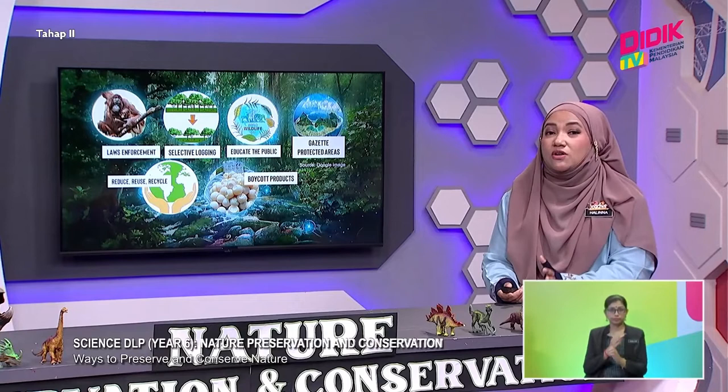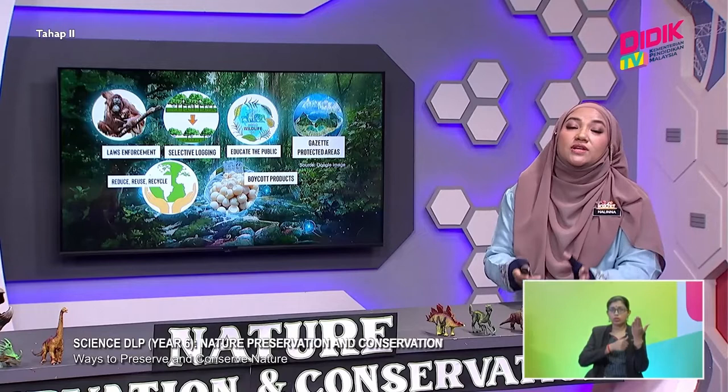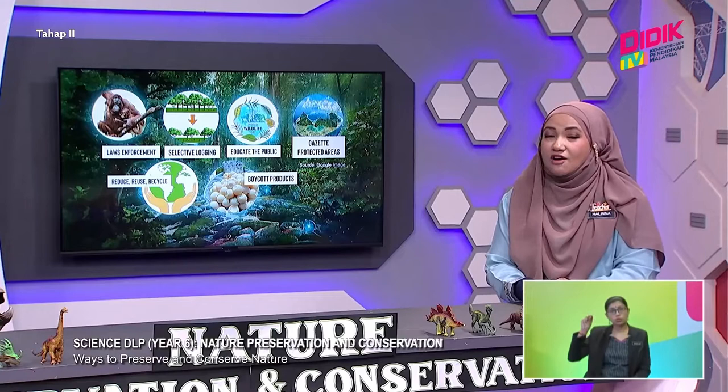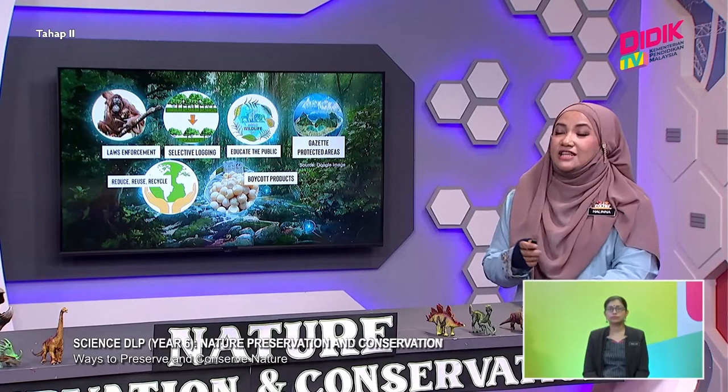So these animals need to be kept in their original place. And we must make sure that others won't destroy their place and also will not hunt them. So we need to enforce stricter laws for that. So that is what we do to preserve these animals and also plants to make sure that they will not become extinct.